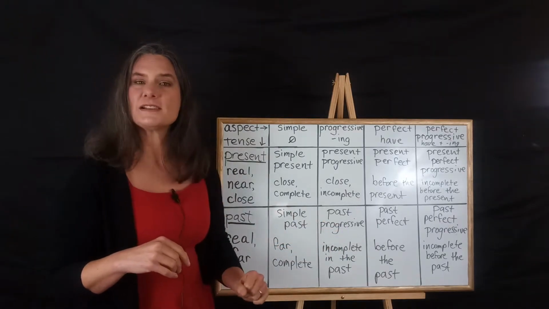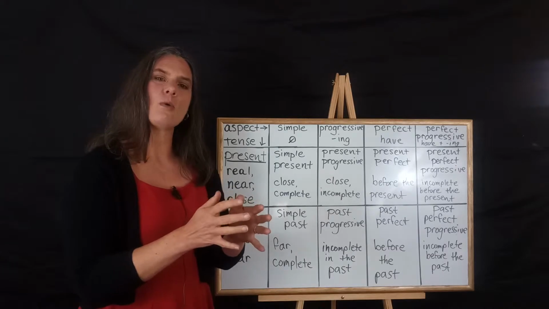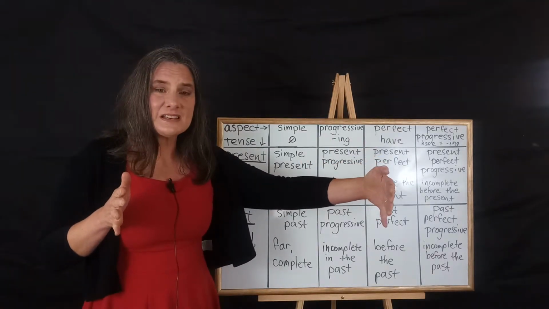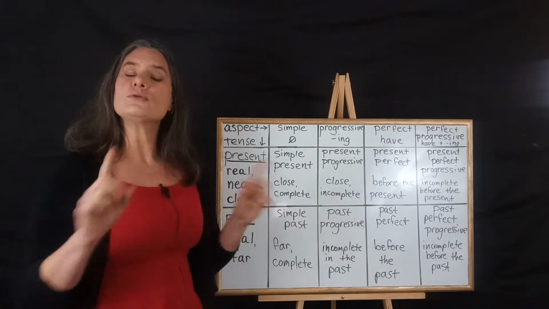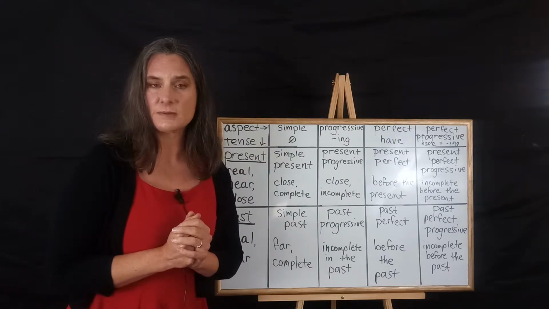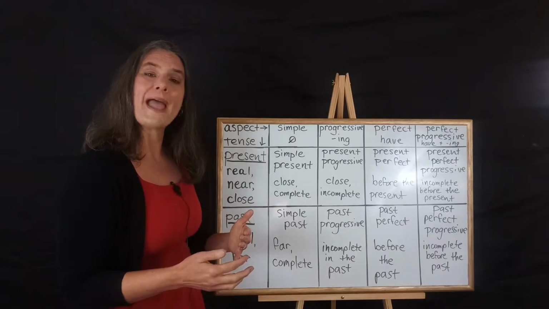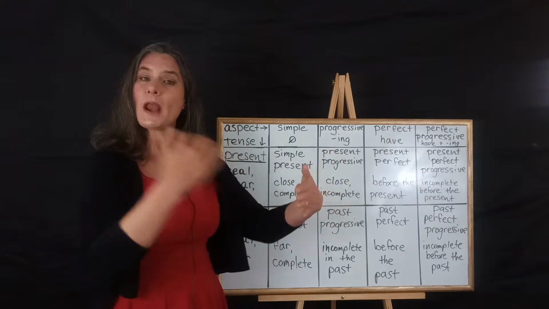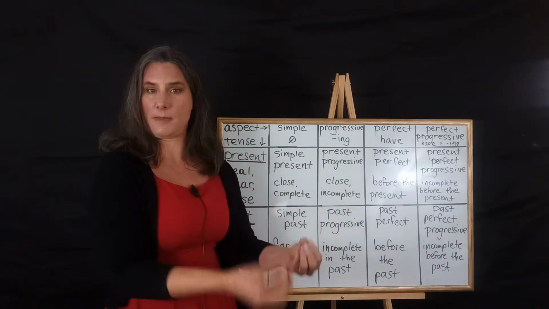Then past progressive, okay, it's that same idea of taking a while, but we've moved it into the past. So we don't usually use this verb alone. We use it maybe with a simple past. I was walking home when you called. Okay, so I was walking home and I was not done walking at the time that I'm thinking about.